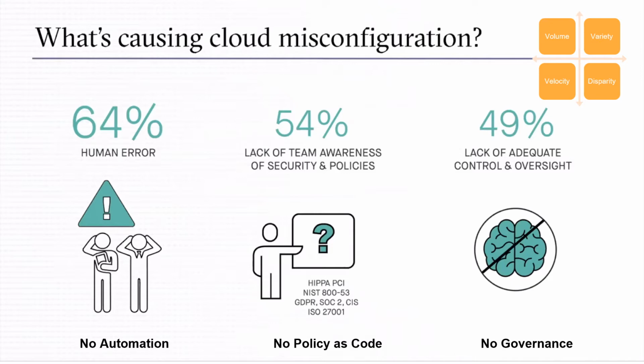The first one, as I mentioned, is human error. Human error happens because there's a lot of manual intervention sometimes, or that they don't know, and that's because there's no automation in place. The last item is lack of adequate control and oversight.